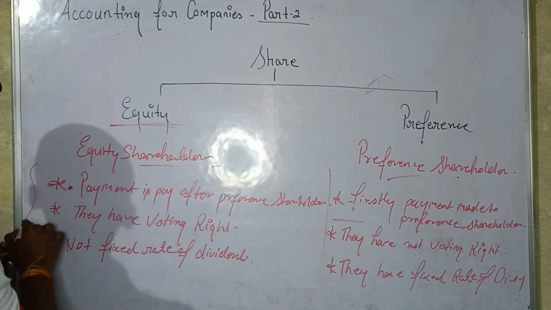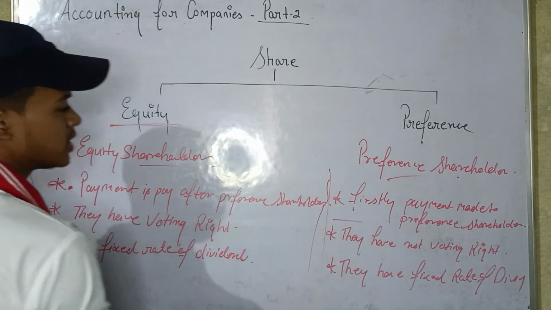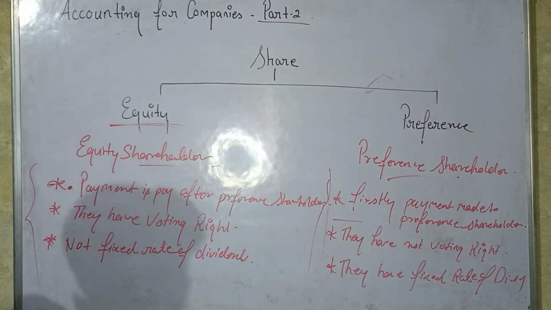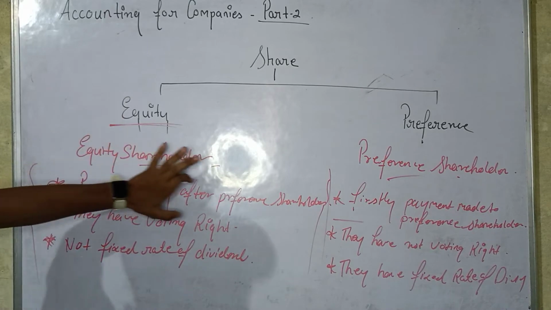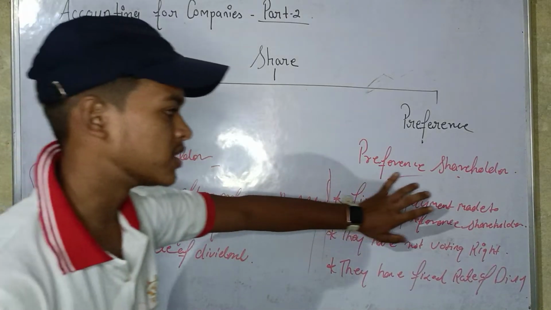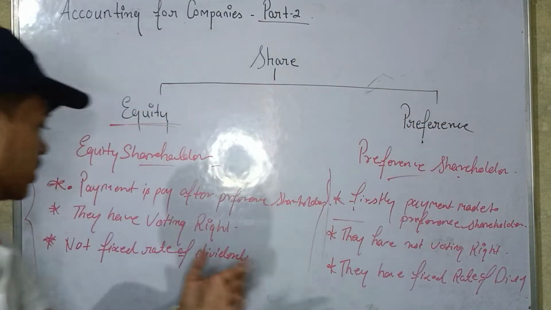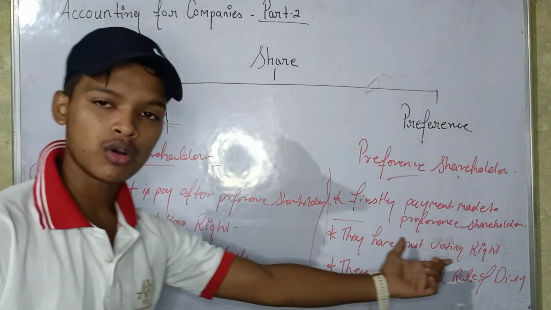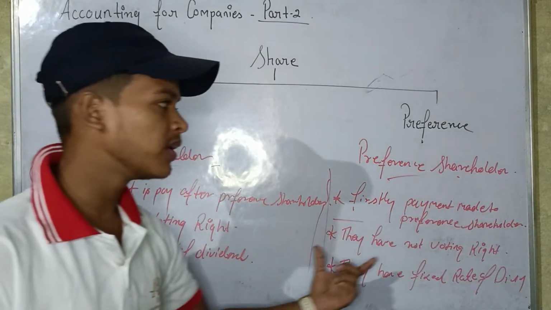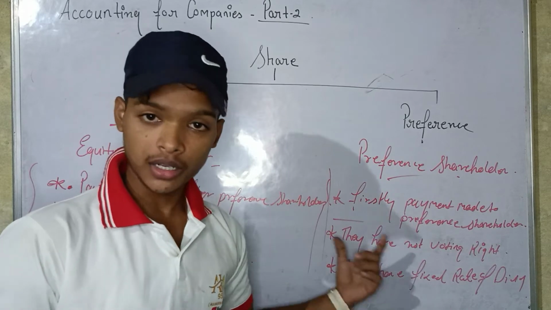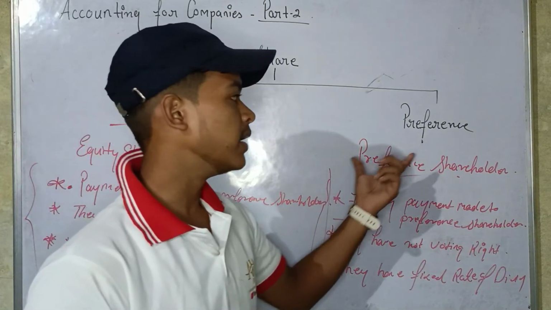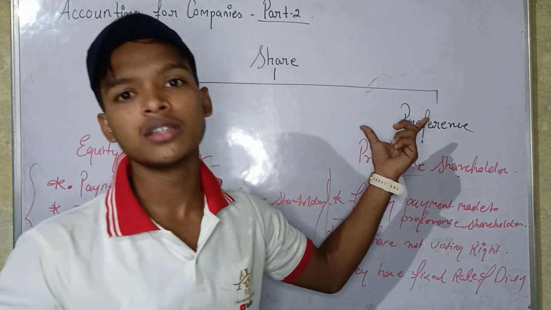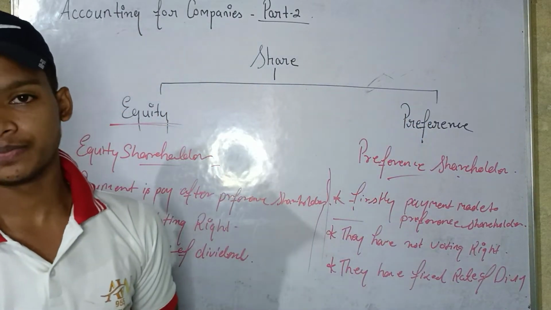Yeah, there are three differences between equity shareholders and preference shareholders. Let's see again. In equity shareholders, payment is made after the preference shareholders, whereas payment is made first to preference shareholders. Equity shareholders have voting rights, preference shareholders do not. Equity shareholders do not have a fixed rate of dividend, whereas preference shareholders get a fixed rate of dividend.